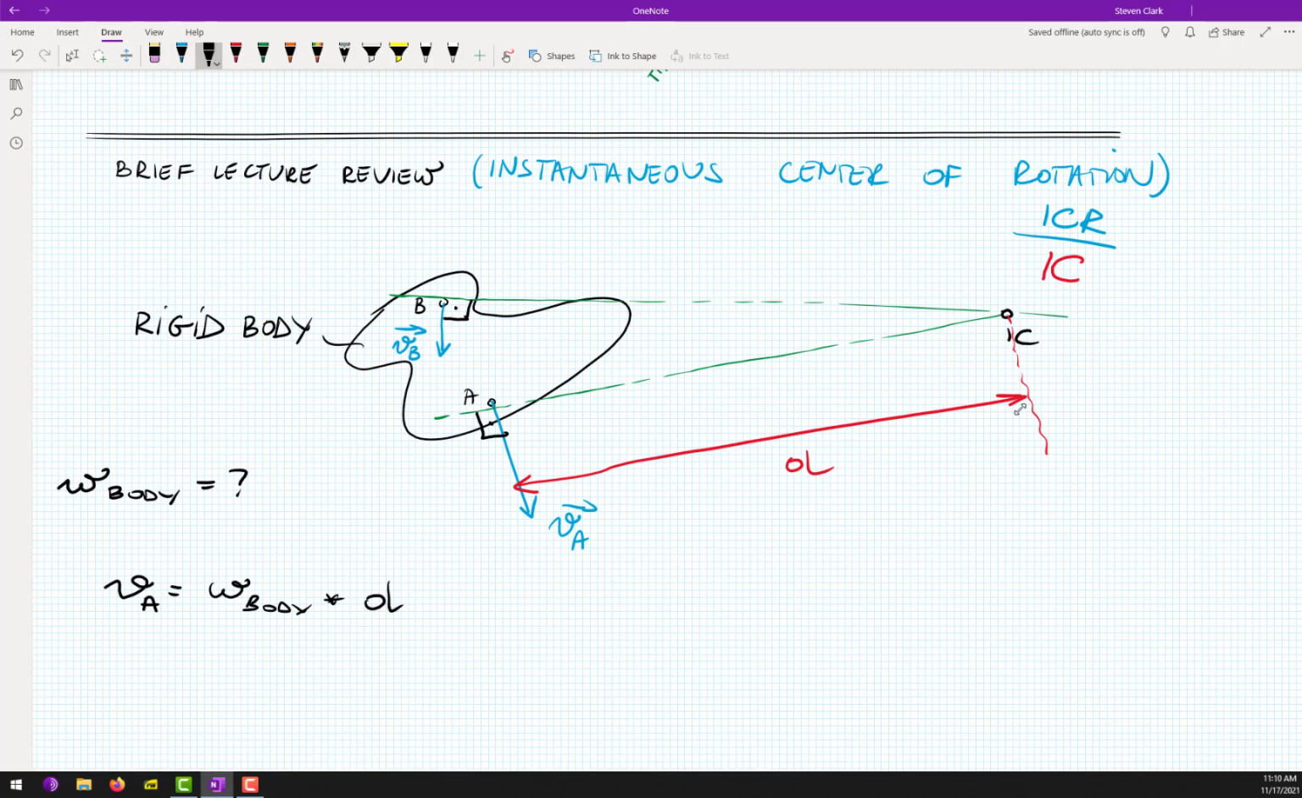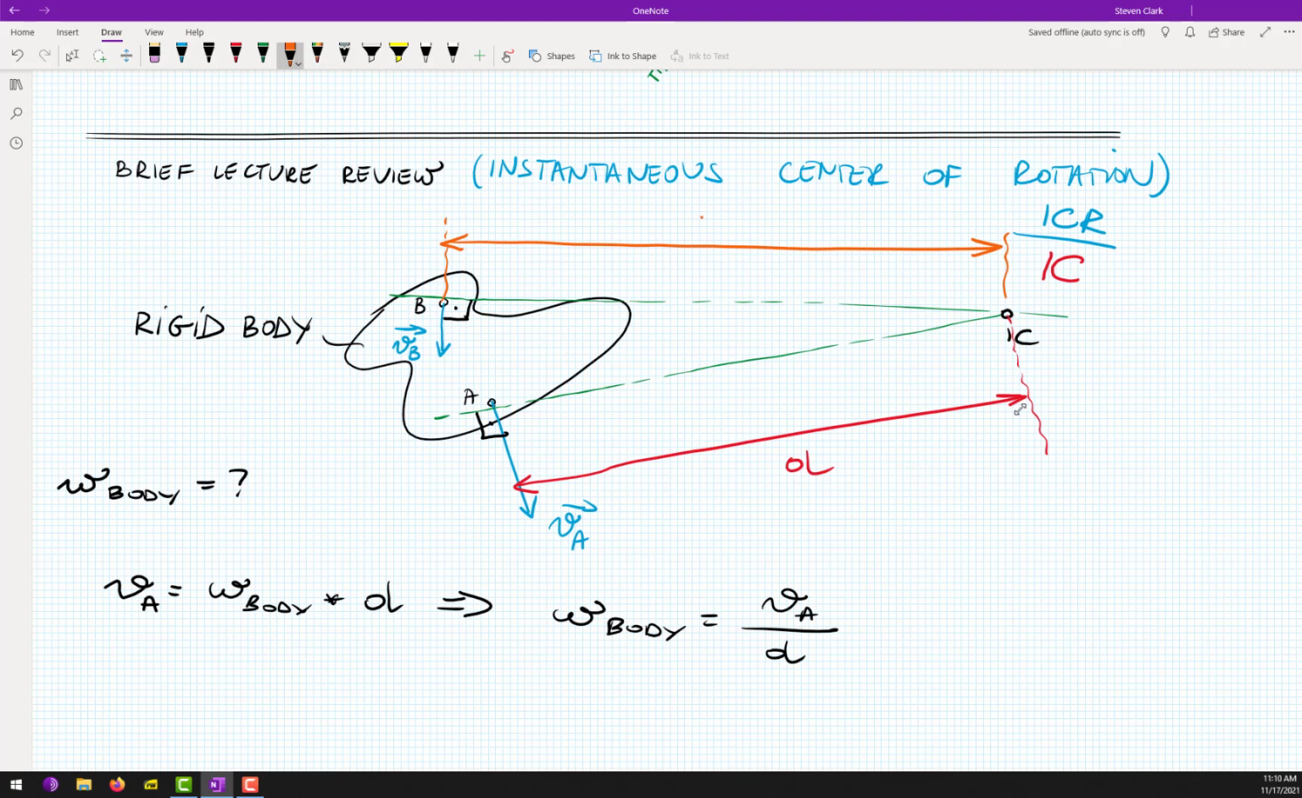Since we know VA and D, we can find our omega body as VA divided by D. Or we can also go for this other distance, let's call it L, and this expression is also valid: VB is equal to omega body times L. That's it when it comes to the brief lecture review. Any questions? No questions?